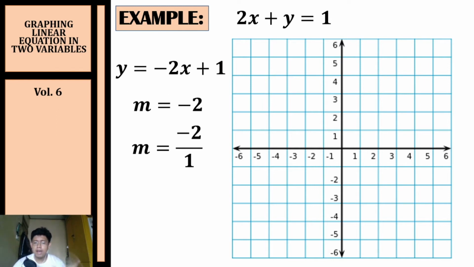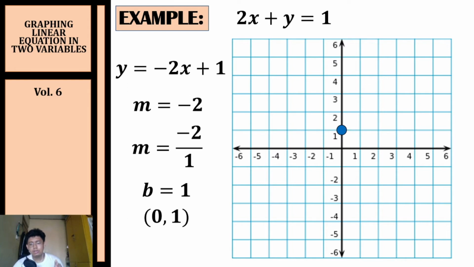Take note, if you have a whole number as your slope, we have a denominator which is always equal to 1. Then our y-intercept is equal to 1. So our y-intercept has a coordinate of (0, 1). Now that we have our slope and our y-intercept, we can now proceed to graphing. To graph, let's locate our y-intercept. Let's locate 1 in our y-axis. So it is located here.